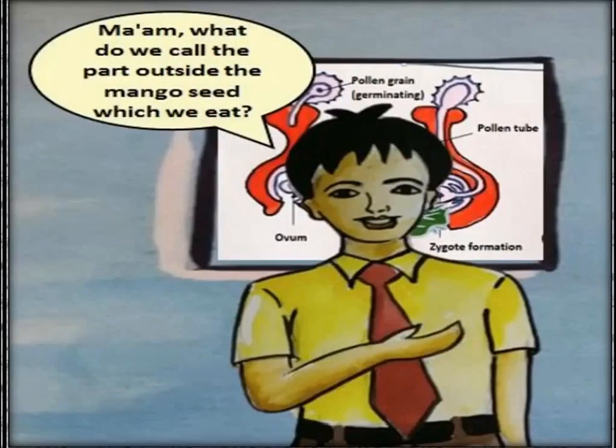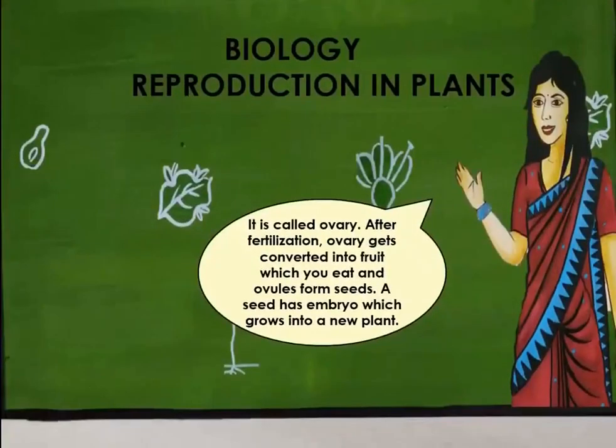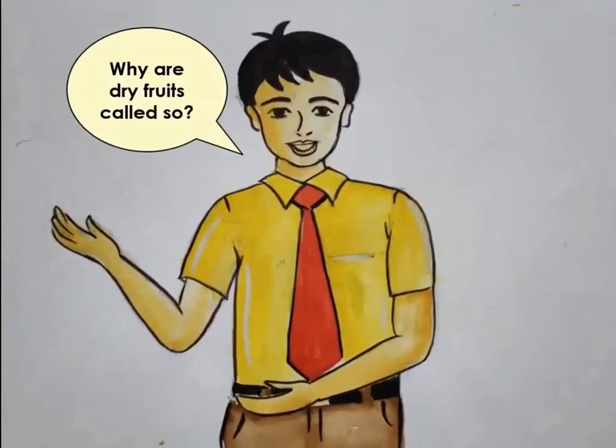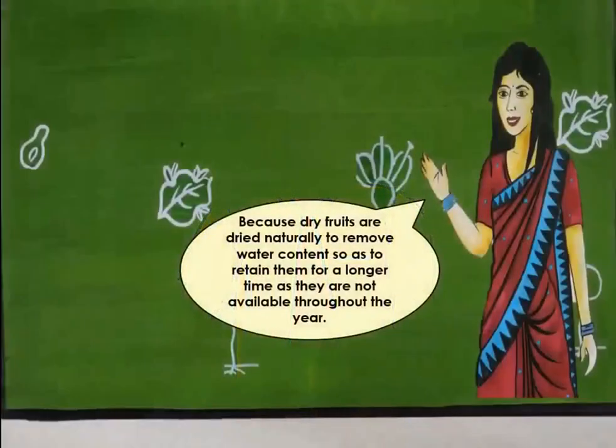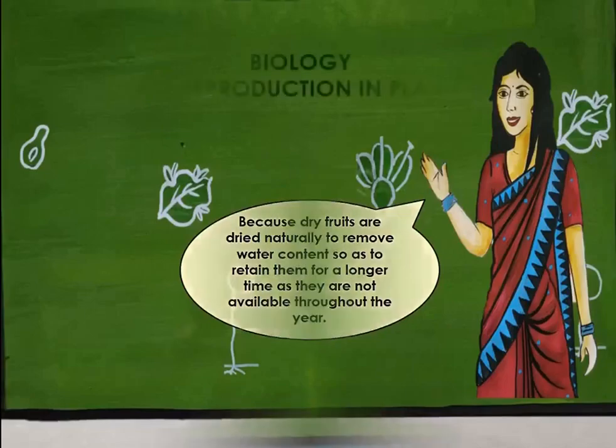Ma'am, what do we call the part outside the mango seed which we eat? My dear, that outer part is called ovary. After fertilization, the ovary gets converted into fruit which you eat, and ovules form seeds. A seed has an embryo which grows into a new plant. Ma'am, why are dry fruits called so? Good question, Rohan. They are called so because dry fruits are dried naturally to remove the water content, so as to retain them for a longer time, because they are not available throughout the year.